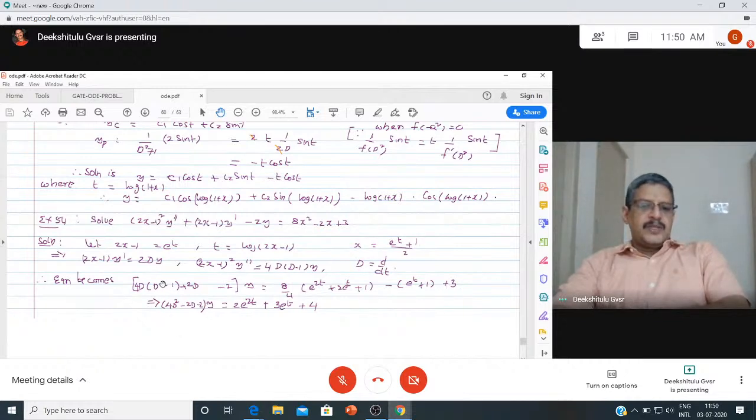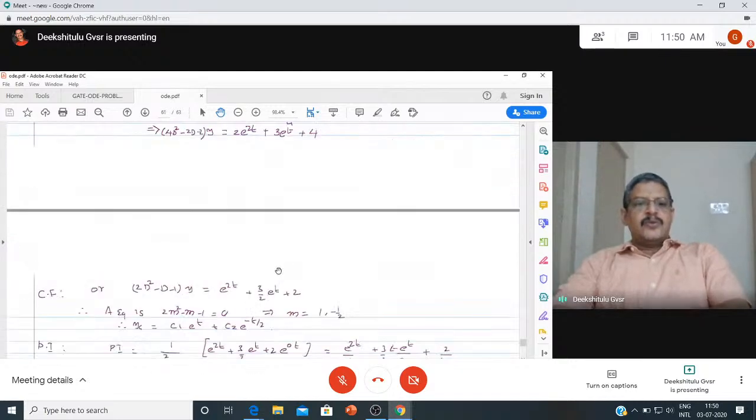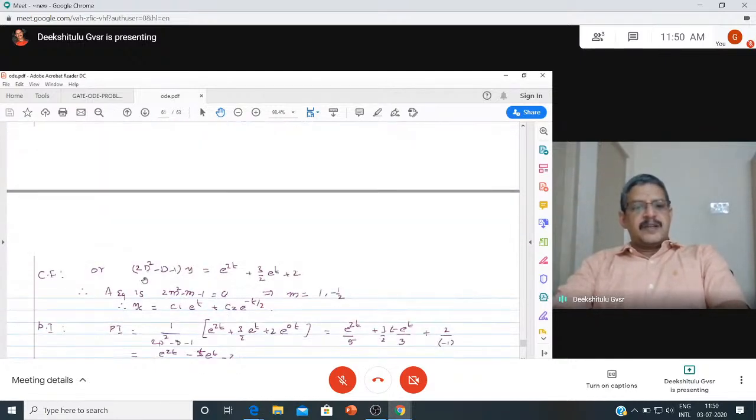So this is what we get, 4d square minus 4d plus 2, that is minus 2d minus 2 on y. So complementary function for this is auxiliary equation, 2m square minus m minus 1 is equal to 0. The roots are m is equal to 1 and minus 1 by 2. So c1 e power t plus c2 e power minus t by 2 is the complementary function for the reduced equation.